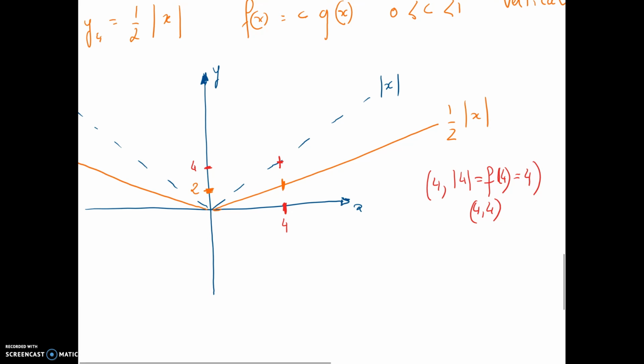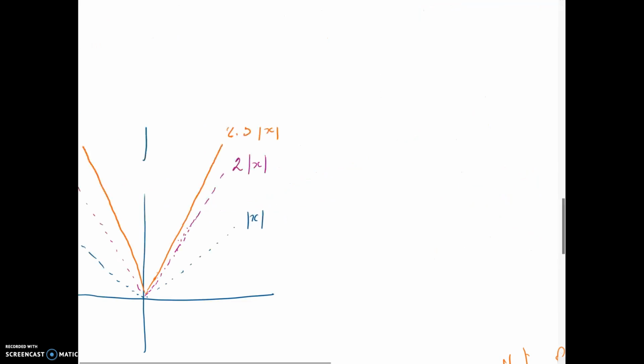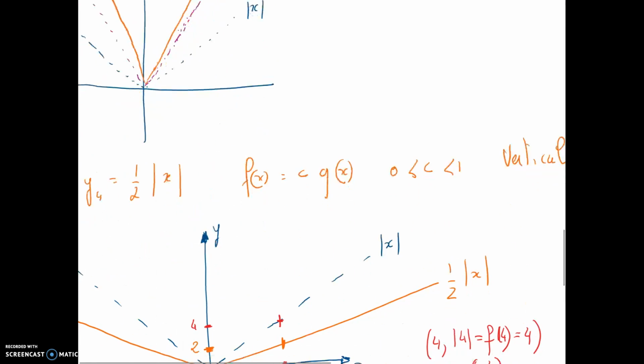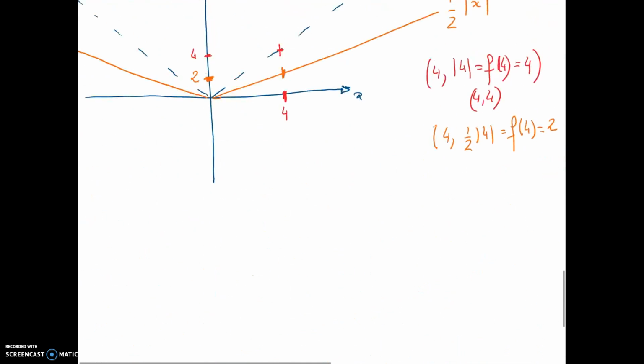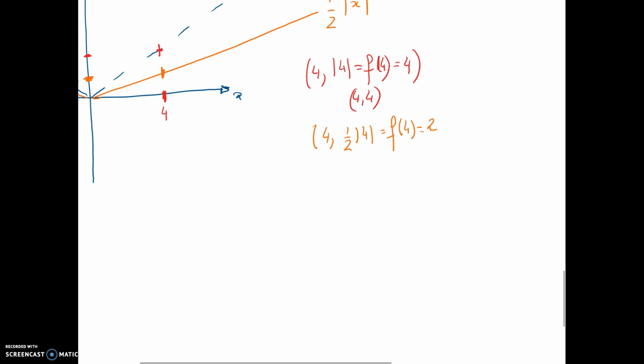But if I'm looking at the orange point now, corresponding to the function 1/2 of the absolute value of x, I'm doing the same idea. X is still 4, but this time I'm dealing with 1/2 of absolute value of 4, which corresponds to the value of my function when x equals 4, and 1/2 of absolute value of 4 is going to be equal to 2, 4 divided by 2. Oops, I went on a little bit much right there.